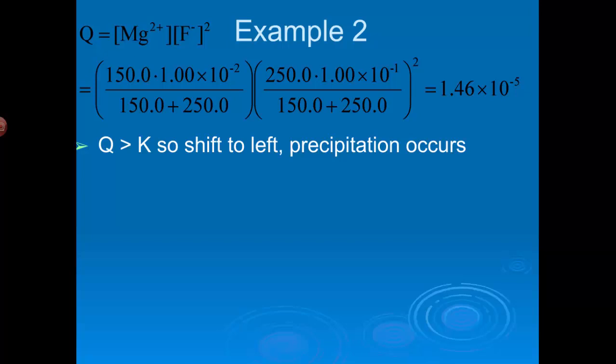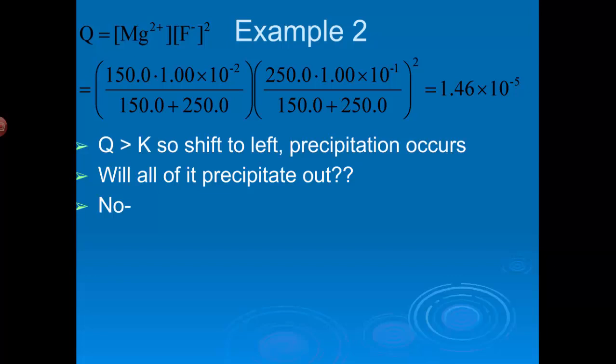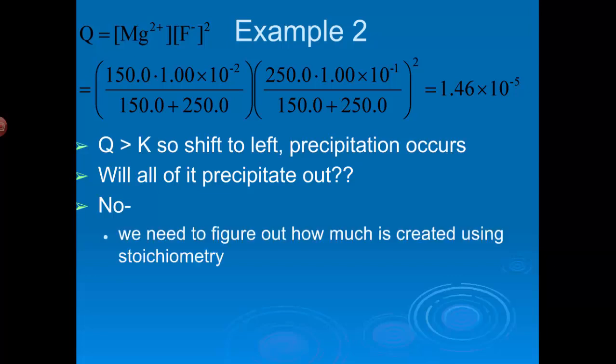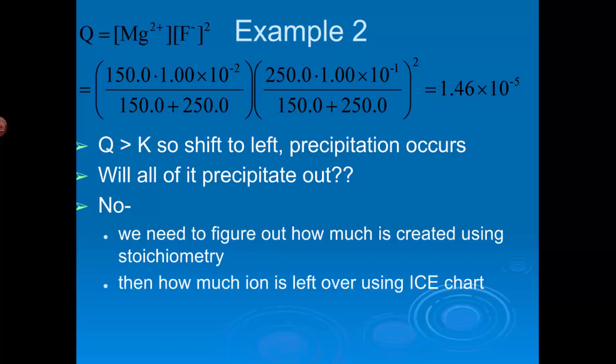Now what we want to figure out is, is all of it going to precipitate or only some of it? Well, not all of it is going to precipitate. We need to figure out how much is going to precipitate out. There will be some ions left in solution, so not all of the magnesium and fluoride are going to get together to form this compound. We want to figure out how much is left. So we're going to use stoichiometry to figure out how much of the salt is created based on how much of the reactants we put together.